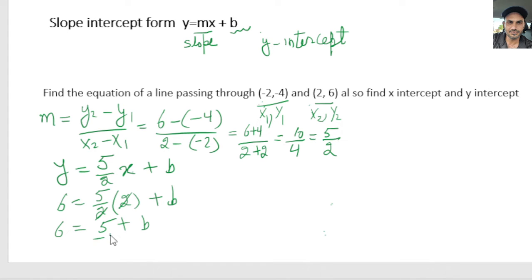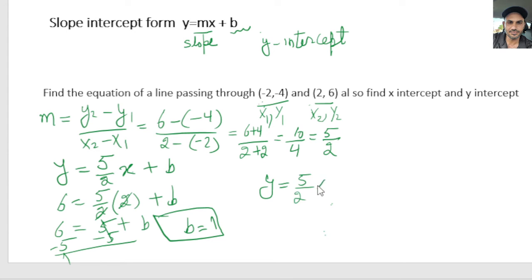And then we subtract 5 from both sides. So b is equal to basically 1 right here. Now we can go ahead and plug this b value into our equation. So y is equal to 5/2 x plus 1. Okay. Now this is our equation.